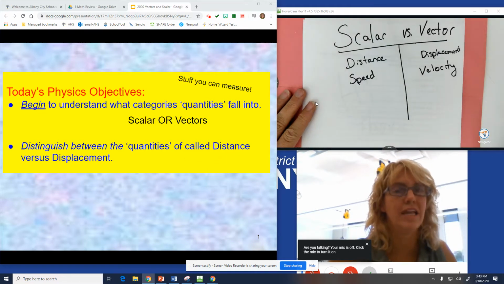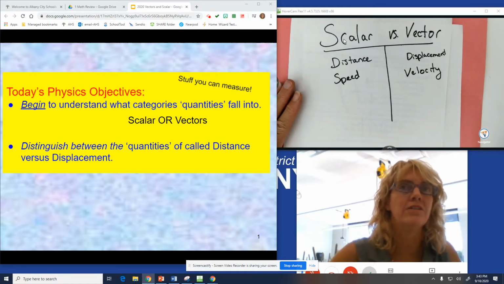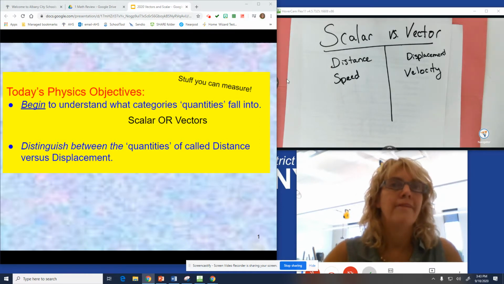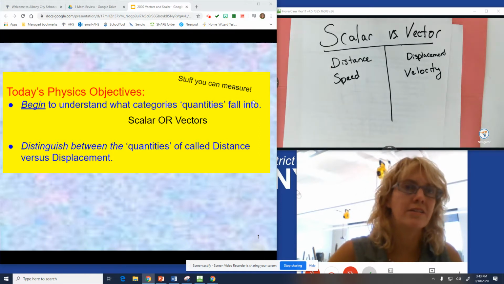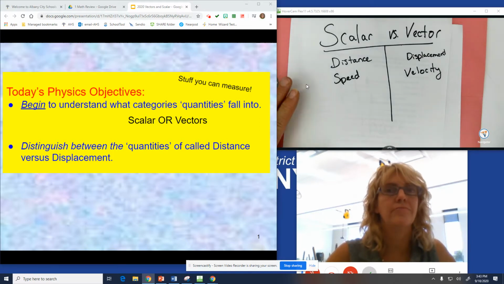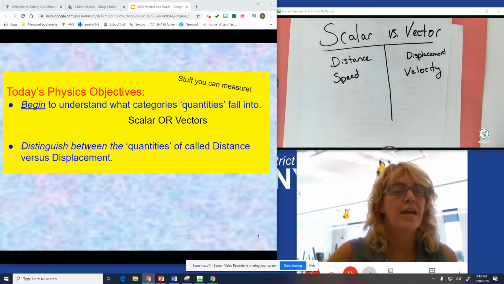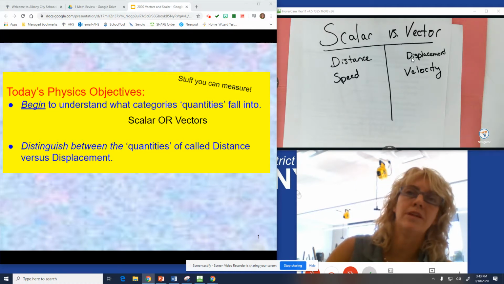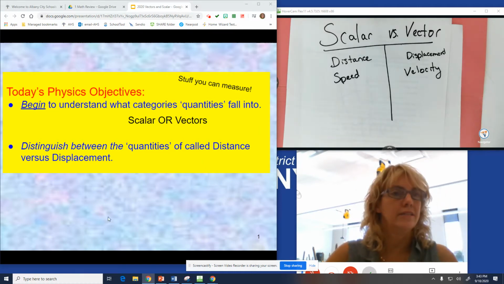All right, so today we're going to learn about some quantities called scalar and vector. What's a quantity? It's basically anything you can measure in physics. Distance, speed, acceleration, time, temperatures, okay? And we're also going to focus on just two words, distance and displacement, and learn about them.